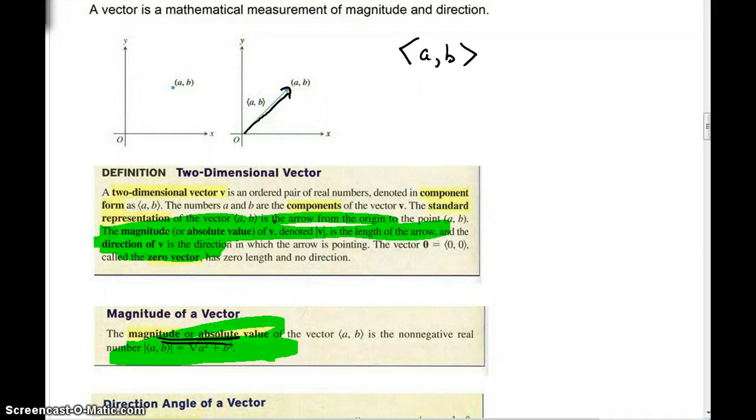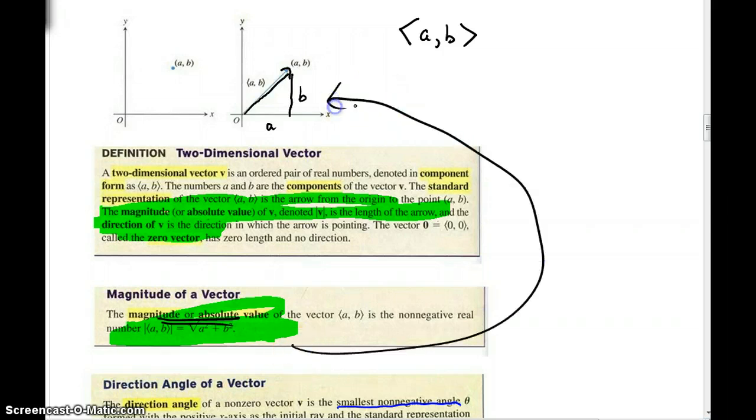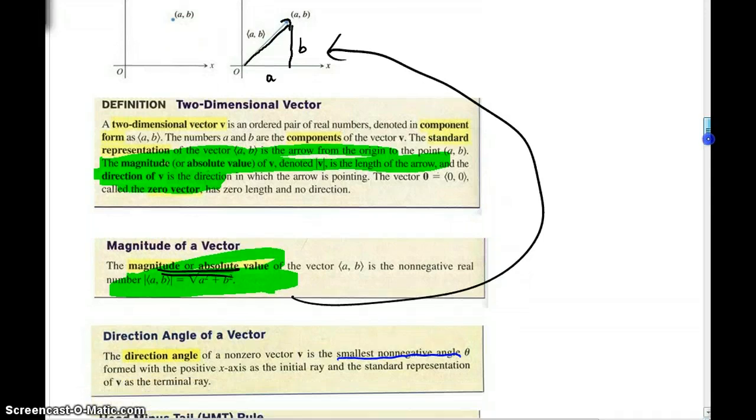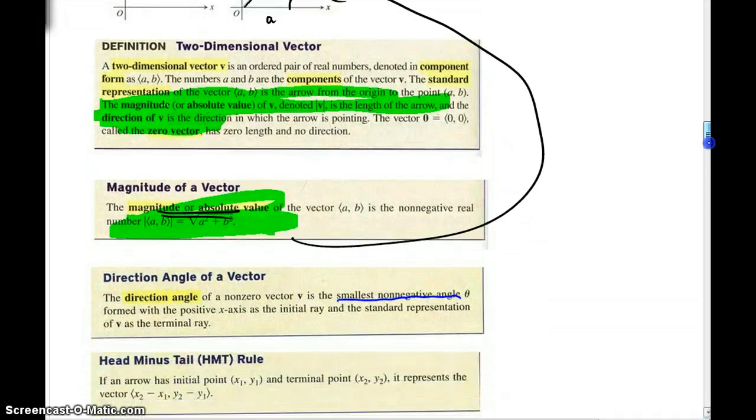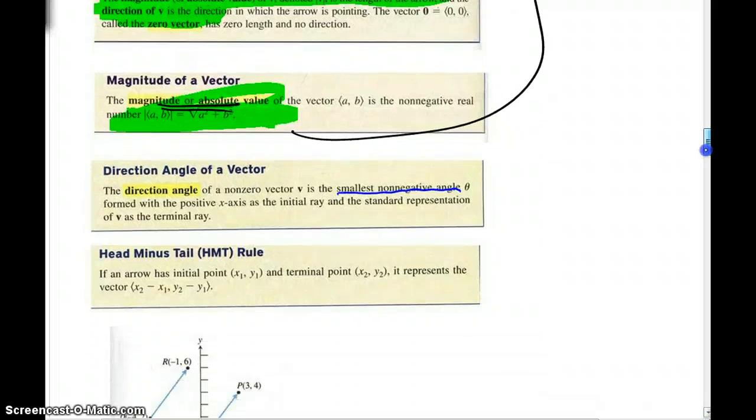The magnitude, also represented by absolute value, is simply the length of that arrow. The magnitude, of course, is going to be found via the Pythagorean theorem. And we can see, just as up here, if we had an x-coordinate of A and a y-coordinate of B, that length would follow from the Pythagorean theorem. So if we're ever asked to find the magnitude, we're finding the length of that arrow, the Pythagorean theorem would do the trick.